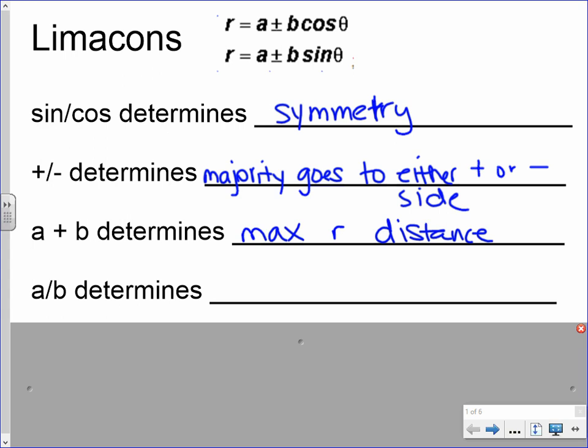Now, I know that some books, and I can't remember what our book does, to be honest, and that's terrible of me, view it as A compared to B. Some books look at A divided by B, like as a ratio. We're going to think of A divided by B. We're going to look at the ratio and how it compares to 1 and 2. And that's going to determine the type of limaçon.